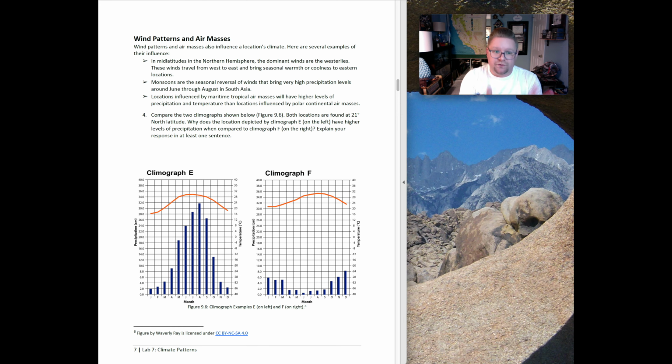Moving forward, question 4, comparing climate graphs E and F. They are both found at 21 degrees north latitude. Why does the location depicted by climate graph E have higher levels of precipitation when compared to climate graph F? So again, using information that you have observed and interpreted so far in this lab, make those correlations. Why does climate graph E have an exceedingly greater amount of precipitation versus climate graph F, although they're at the same latitude?